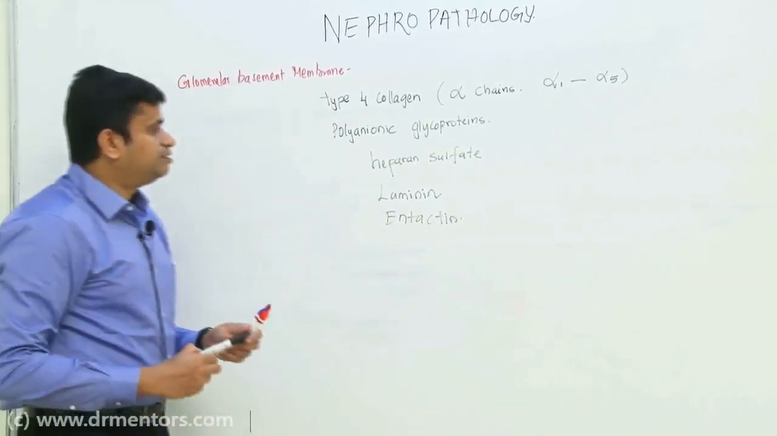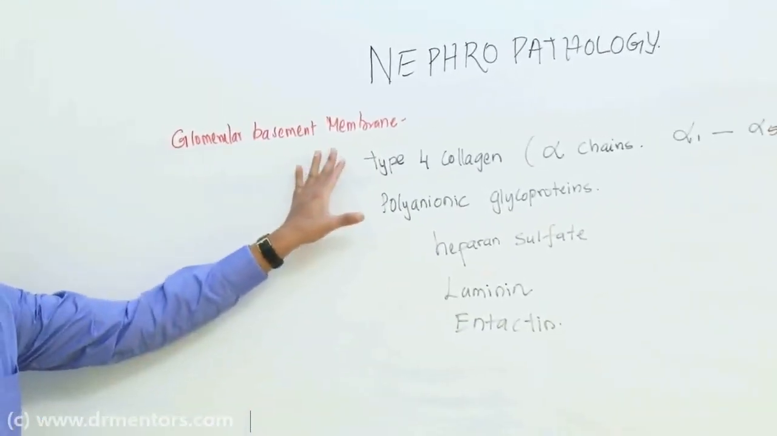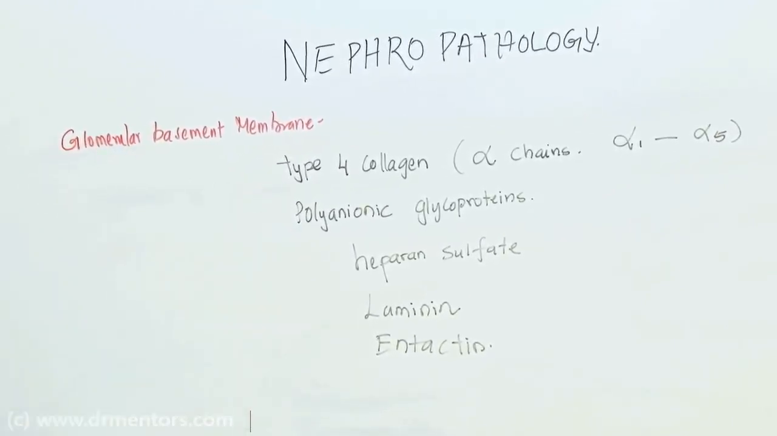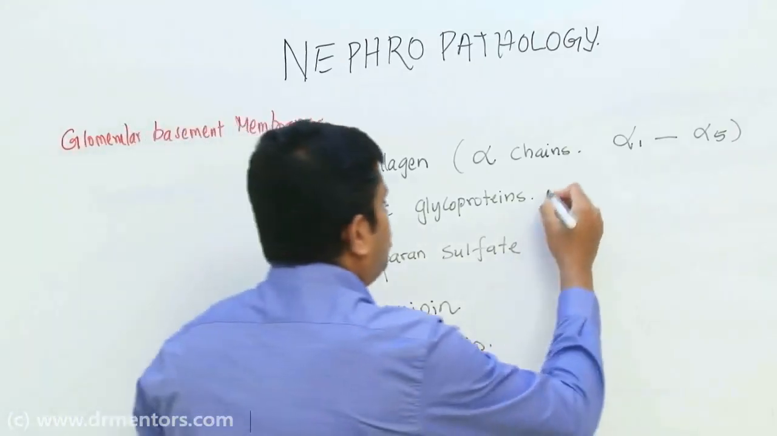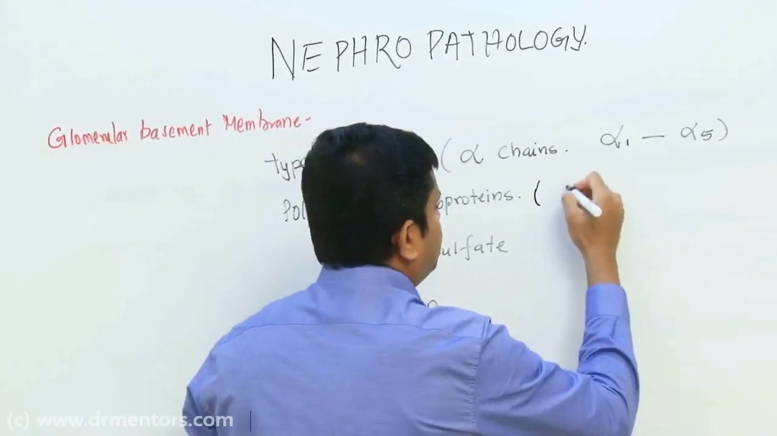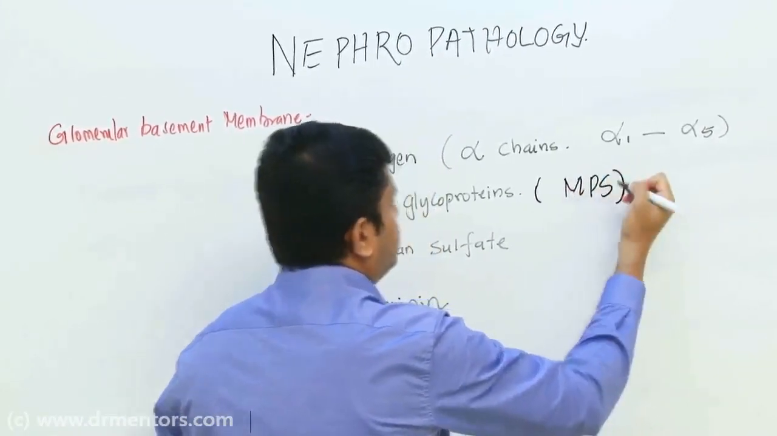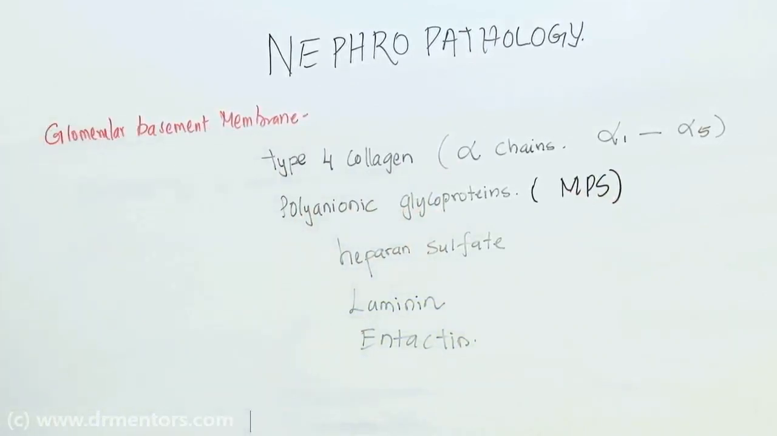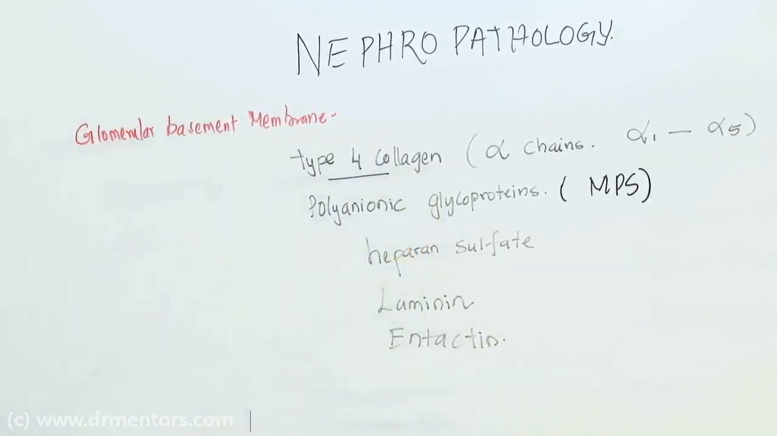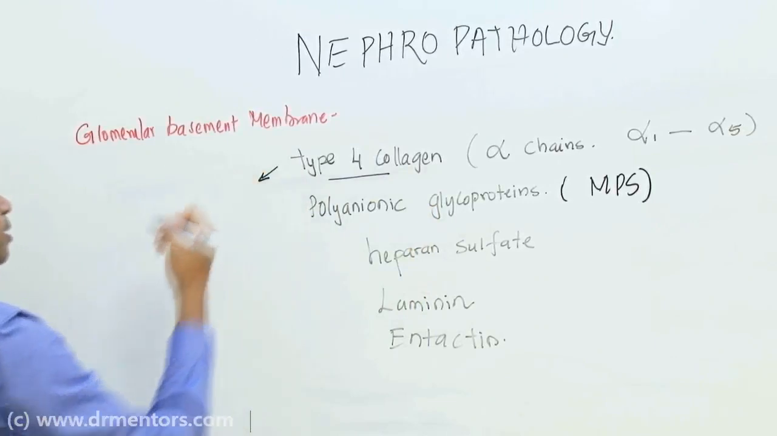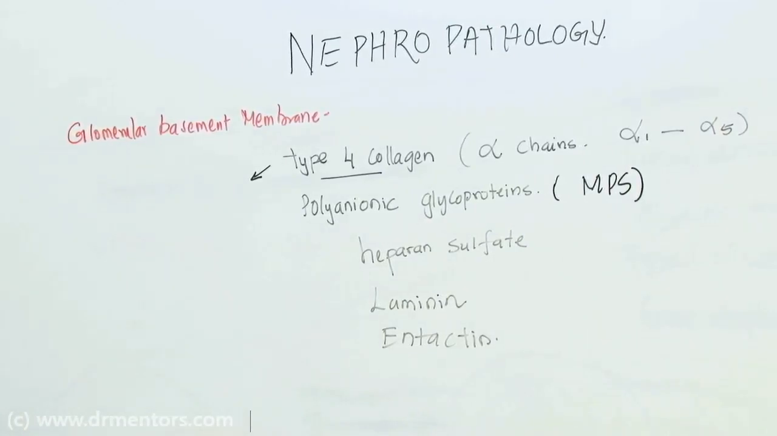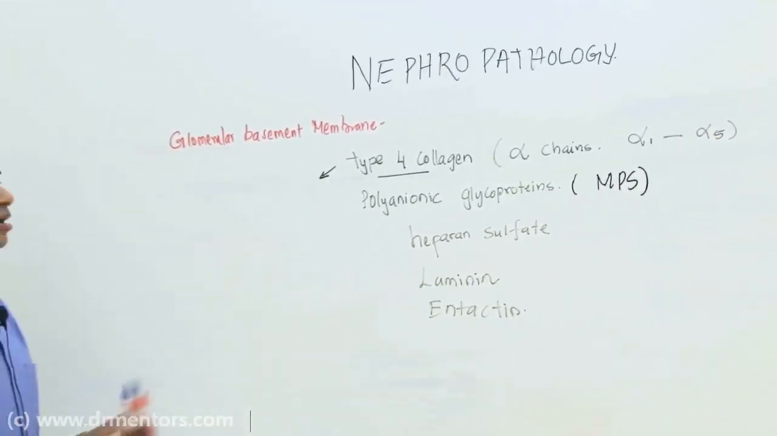So I want you to understand that the glomerular basement membrane is made up of these components, mainly type 4 collagen and polyanionic glycoprotein. So what is polyanionic glycoprotein? It is nothing but a type of mucoglycoprotein, or mucopolysaccharides. So that's a basic idea. The question very often is about type 4 collagen. This type 4 collagen is the one which forms the main filtration pores of your GBM. We will discuss that again, but that's a basic idea.